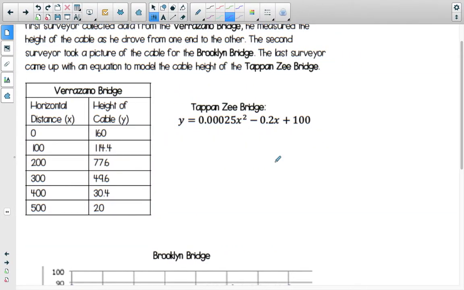So our equation for the Verrazano Bridge is y equals 0.00044 x squared minus 0.5 x plus 160. So we want to find the y-intercept and the mirror of the y-intercept so we know how long it goes. And then we want to find the vertex.